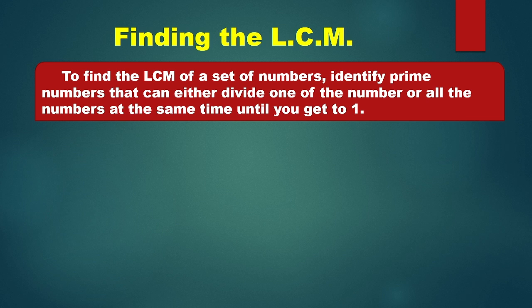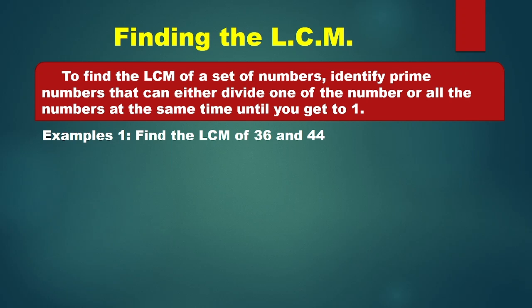Now, let's use it to find the lowest common multiple. To find the lowest common multiple of a set of numbers, identify the prime numbers that can either divide one of the numbers or all of the numbers at the same time until you get to 1. For example, find the LCM of 36 and 44.